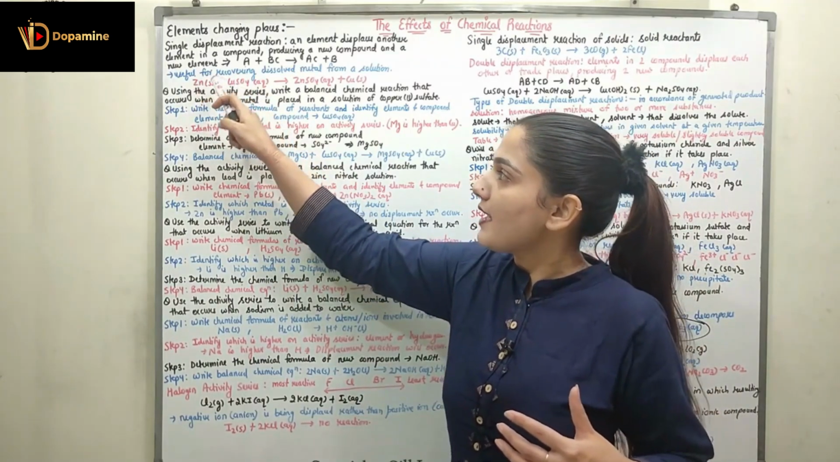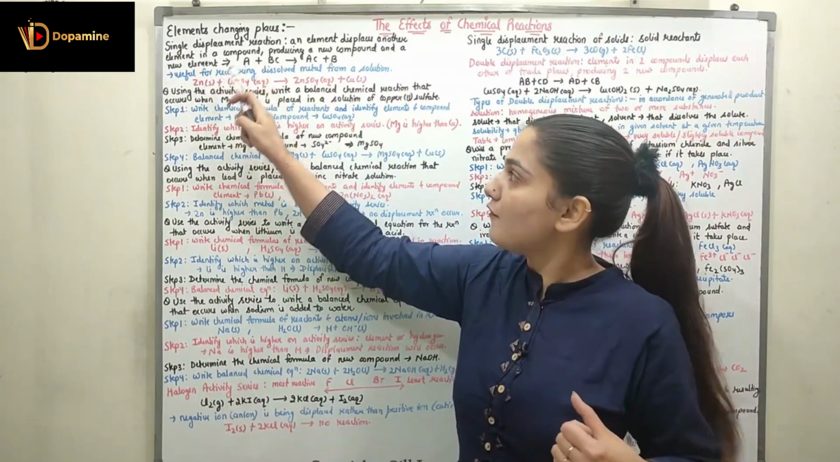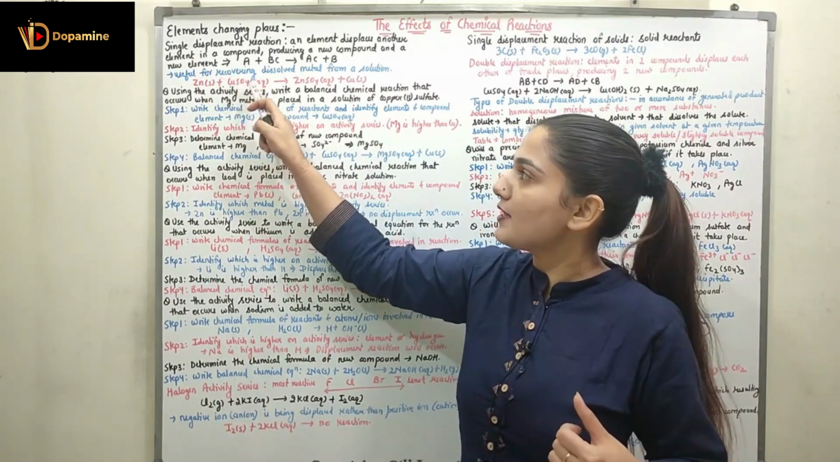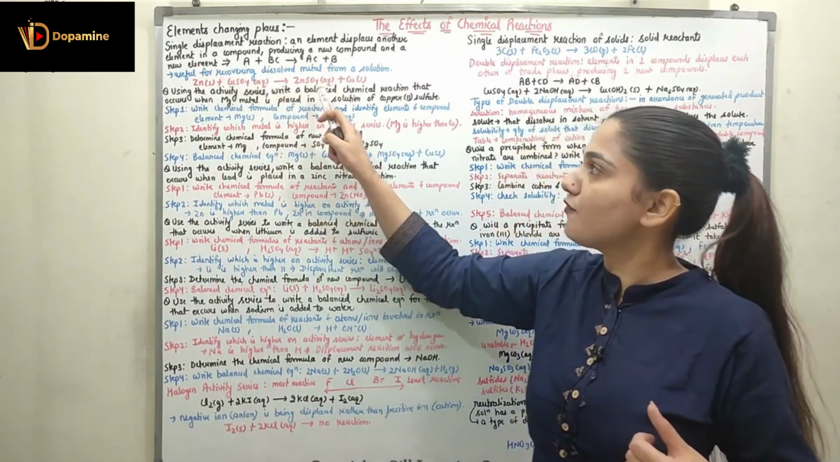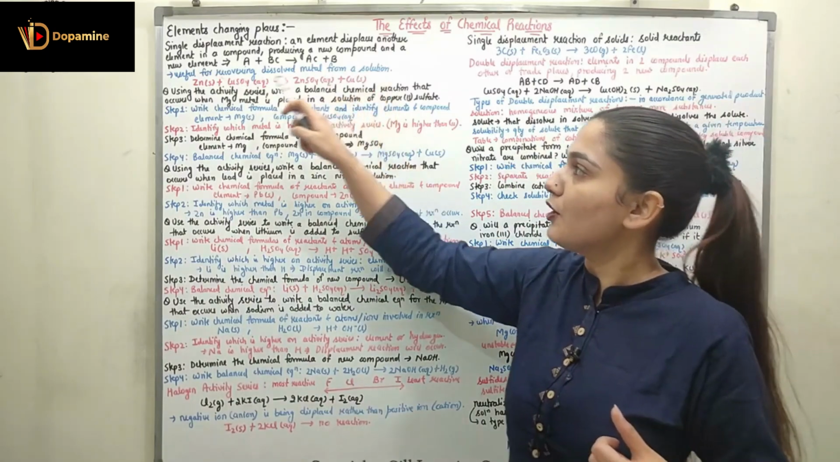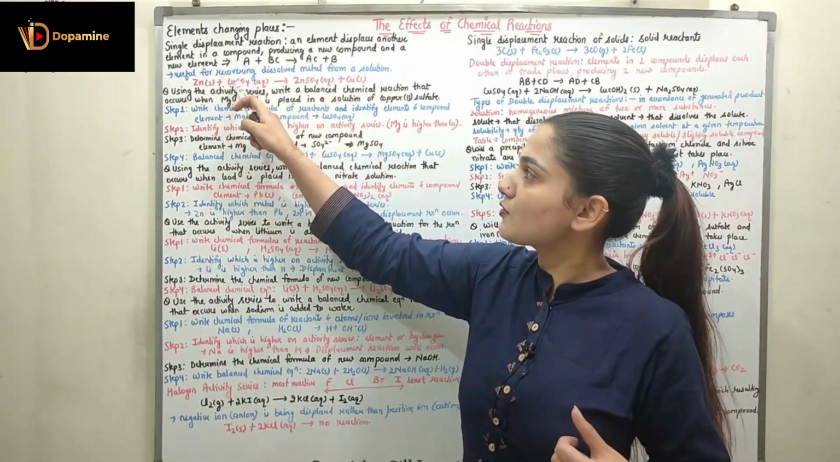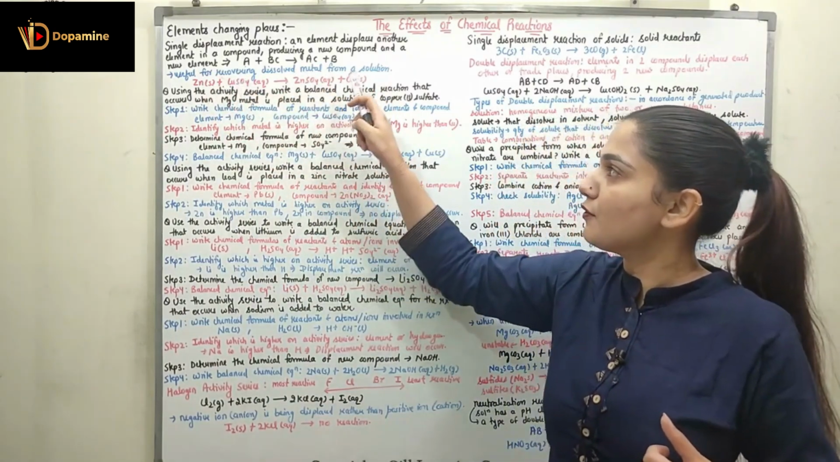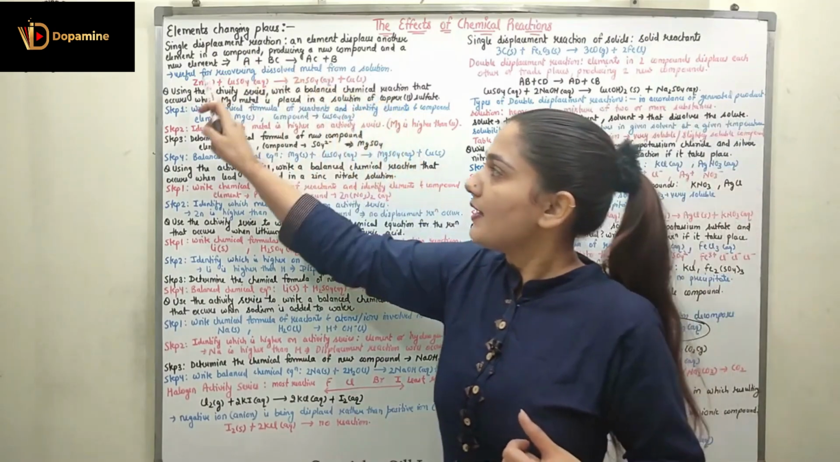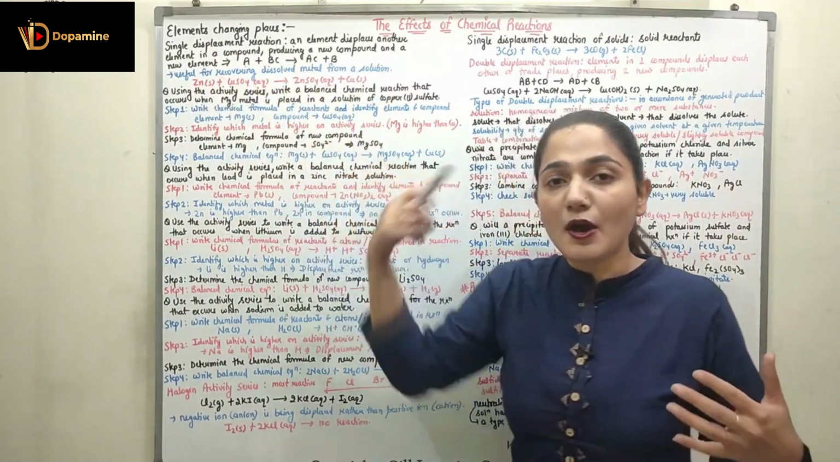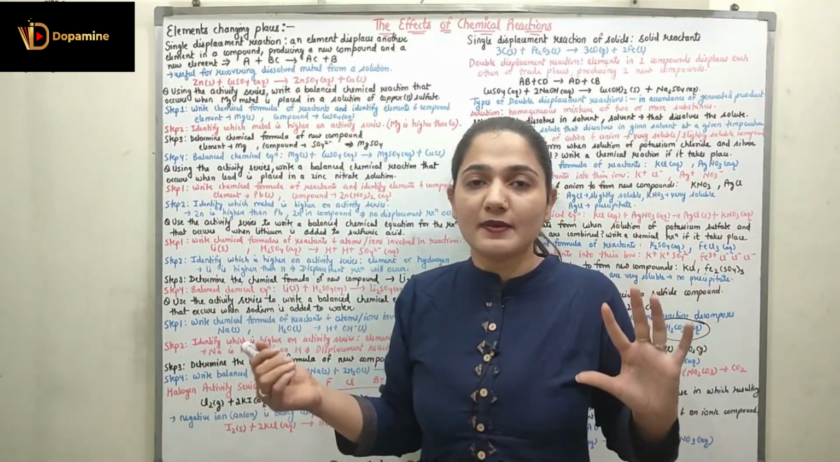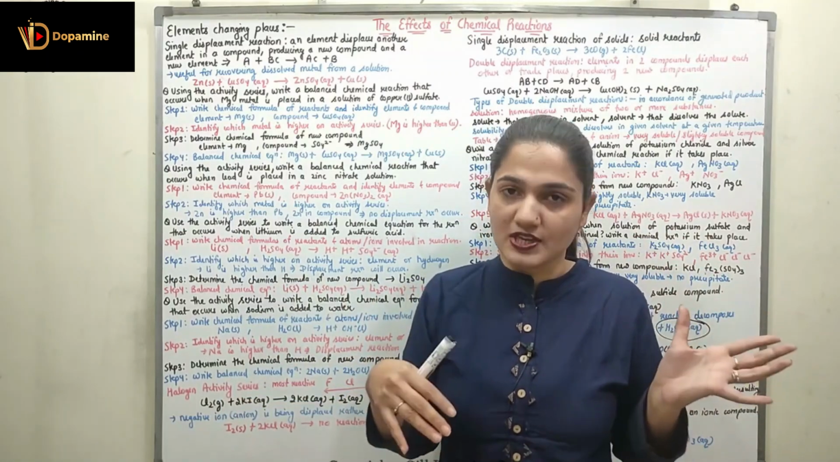So Zn is present in the solid form. It is reacted with the CuSO4 in the aqueous form. It is going to form ZnSO4 and Cu. Right, so Zn is going to displace copper. It is going to form ZnSO4 and copper over here. Right, so in this manner we now need to know which element is going to displace which element.